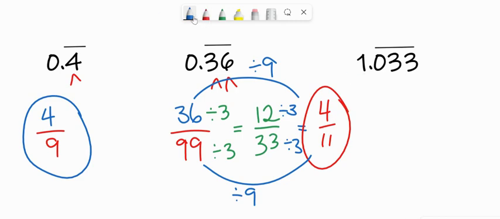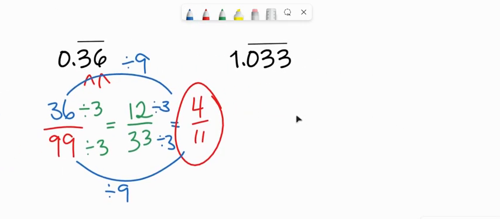And then the last one over here, I'm going to give myself some more room. I have 3 digits repeating, 033, 033, 033 again. I don't need to write 033; I can just write 33. But how many digits are repeating? There are 3 digits repeating, so I have to put it over 999.